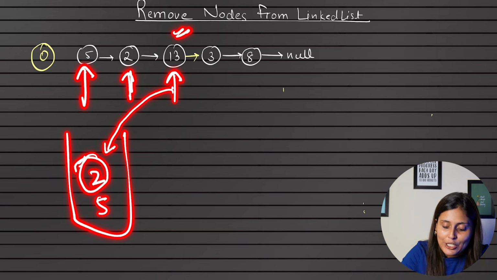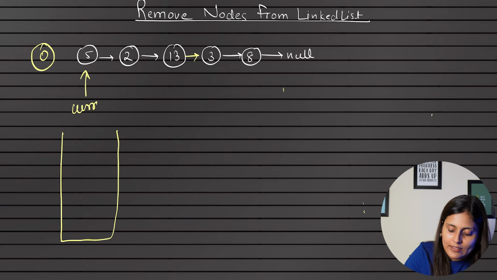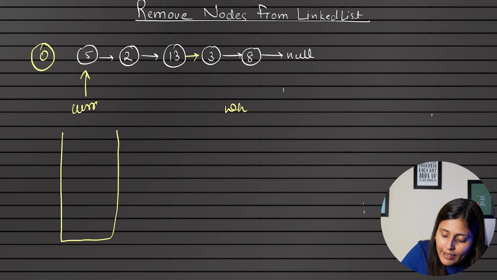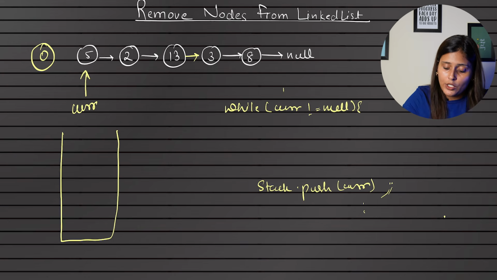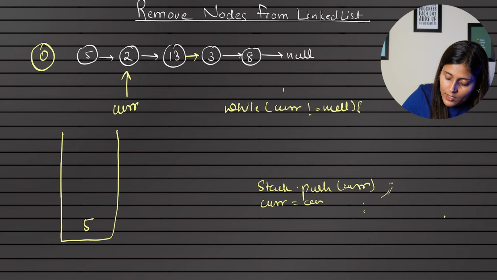Very easy. So we will start our traversal from current. If we have nothing in the stack till now, we'll write while current is not null. Now in the stack we will push current. Initially we check where is my current, and we push current in the stack. Now we will move our current ahead, so we write current is equal to current dot next.